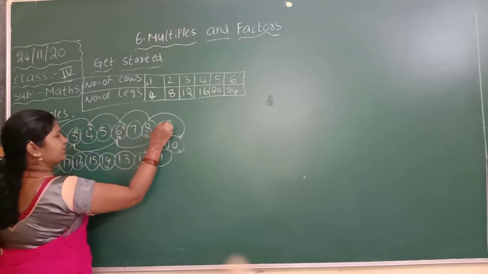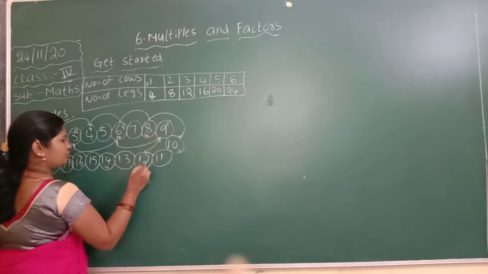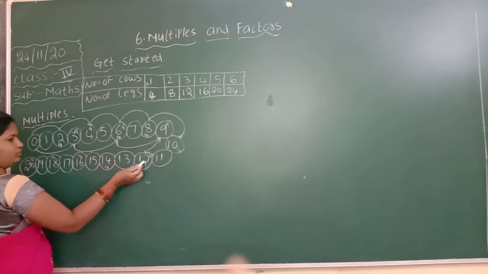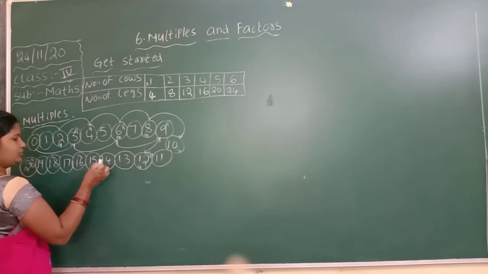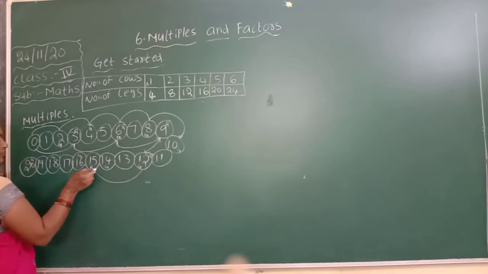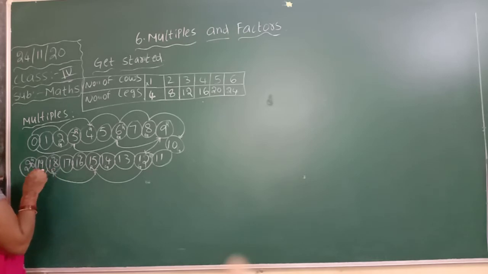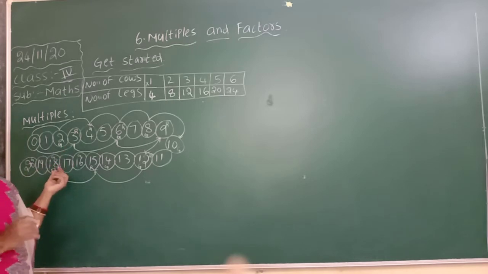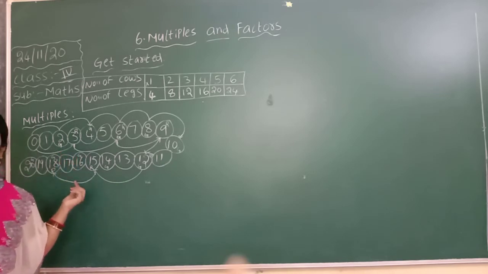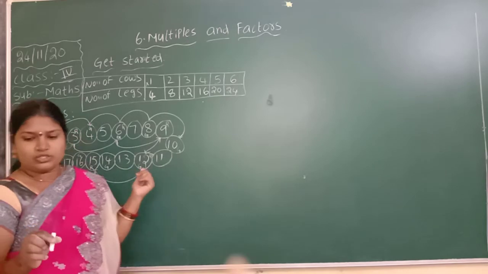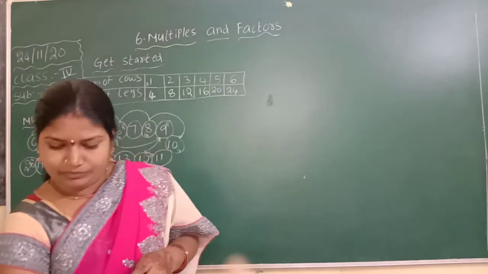This 9 red. This 12 red. And after this 12, 3 numbers, 1, 2, 3. This one also red. Again 3 numbers, 1, 2, 3. This one also shade with red. Already some numbers are shaded with green. Those also you have to shade again with red. No problem.